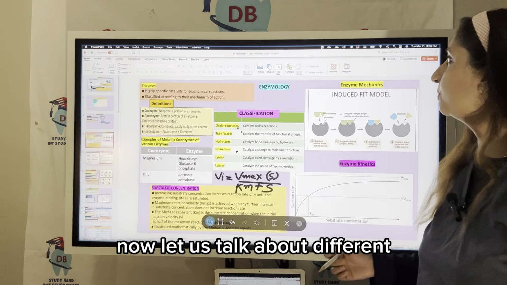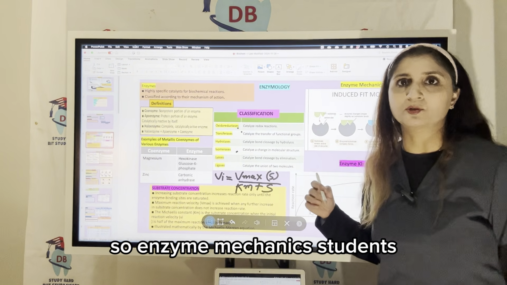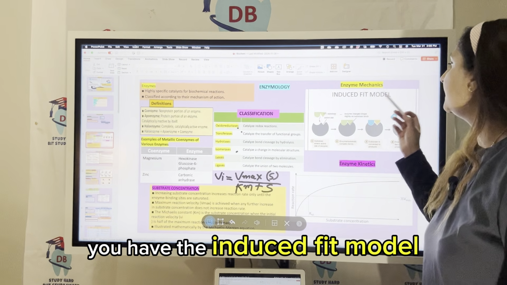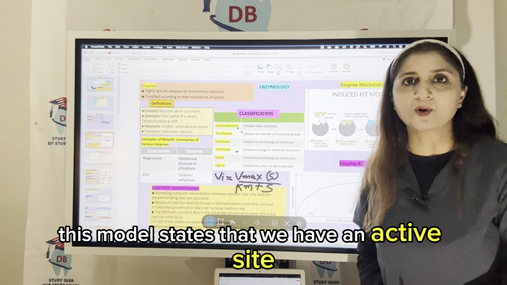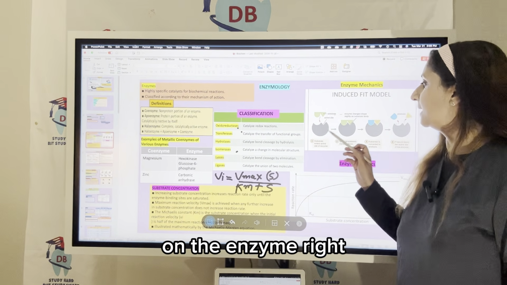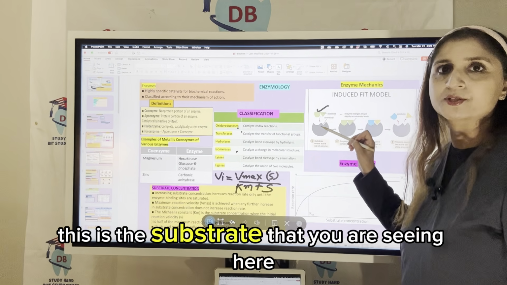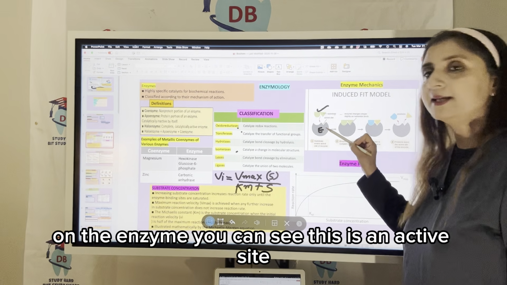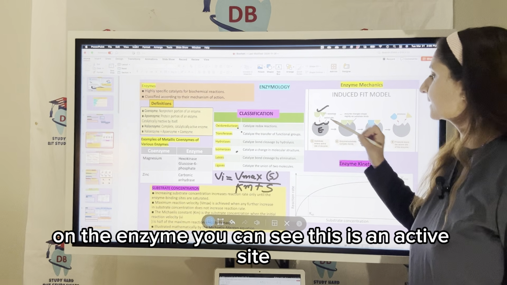Now let us talk about the enzyme mechanics. So enzyme mechanics, students, you have the induced fit model. What is induced fit model? This model states that we have an active site on the enzyme, right? Let's say this is the substrate that you are seeing here, and this is the enzyme. On the enzyme, you can see this is an active site.